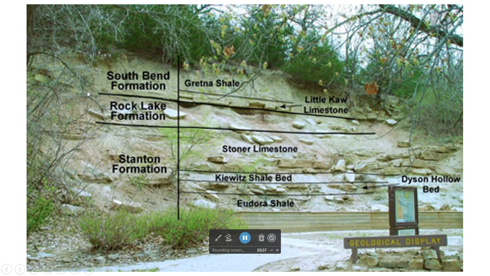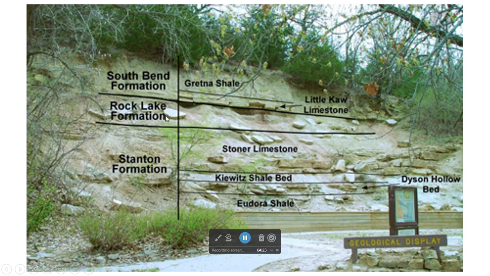Here is how that works for Schramm Park. So we have the Stanton Formation at the base, which is divided up into 3 different members, the Eudora Shale at its base, the Kiewitz Shale bed above a very thin limestone layer known as the Dyson Hollow bed, and then above that Kiewitz Shale is the Stoner Limestone. And those are all members of the Stanton Formation, as I already said.